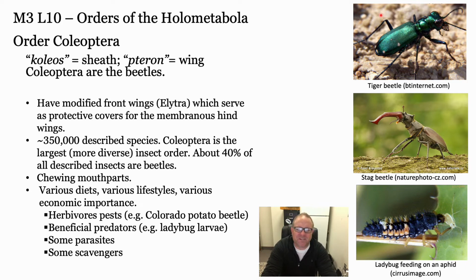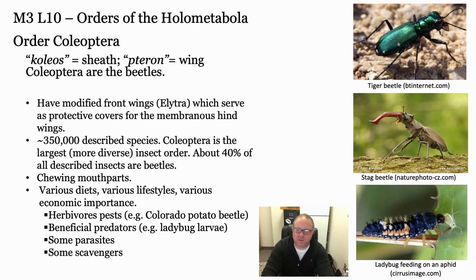There's 350,000 described species. There's probably way more than that living on the planet. About 40% of all described insects are beetles, and they eat everything. You got herbivores, predators, some parasites, scavengers. People love these ladybird beetle larvae. They love to eat aphids, so people love to have them in their garden. Those chrysopids, those little green lacewings, are also really good for the garden because they eat aphids. So there's pretty much everything you can think of.